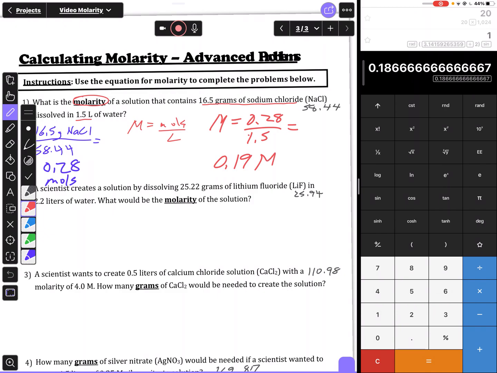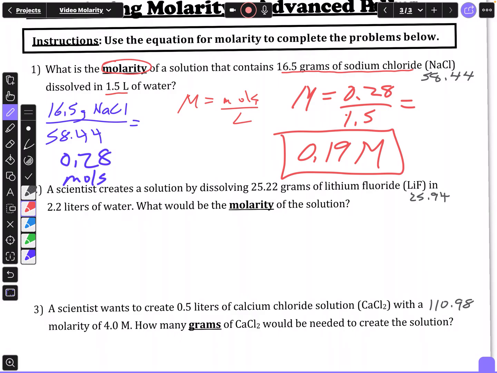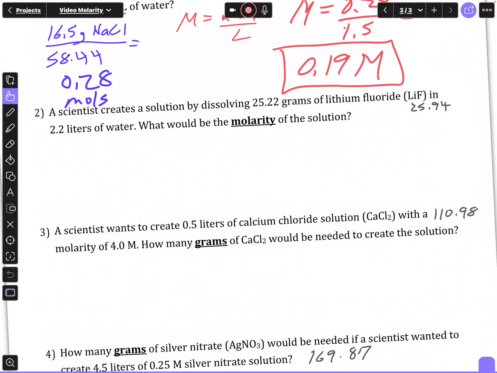My unit for molarity is a capital M. That means I have 0.19 moles per 1 liter. So my first step, if I'm given grams, I've got to convert to moles before I can plug it into my equation. So let's look at another one.